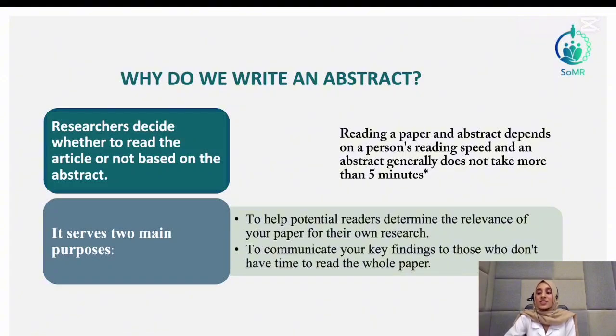Therefore, the abstract sets the tone for the rest of the paper, and it is the duty of the author to ensure that the abstract is a proper representative of the entire paper. So, to sum up, it provides two main functions. One, it helps the potential reader determine the relevance of your paper for their own research, and two, it helps communicate your key findings to those who don't have time to read the whole paper.